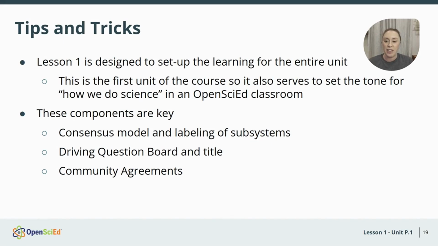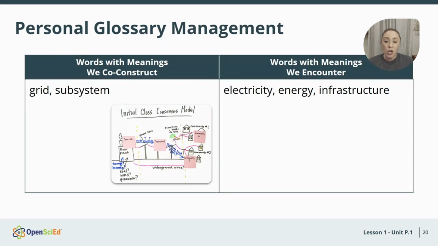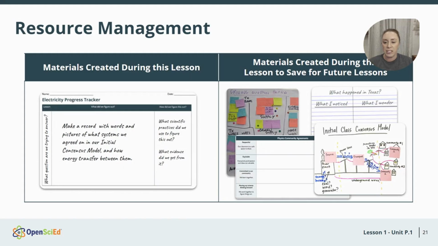build our culture together. There are some terms that we encounter with students that we might want to add to our glossary in this first lesson. Really, grid and subsystem are the two main ones that we make sense of together as we build the initial consensus model. Other words like electricity, energy, infrastructure, these are things that come up, but we don't quite have enough time yet to grapple with what they mean. So we're just encountering them at this time, and we'll build some better understanding as the unit progresses.